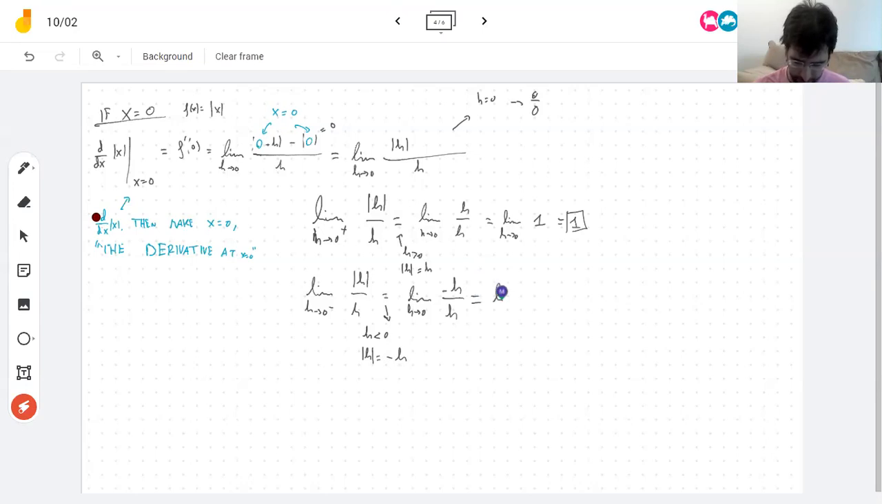So this is now negative h divided by h, which is -1, just like the graph was showing, the constant function -1. So we have a limit on the left and on the right that are different, so this limit does not exist. So the derivative at 0 does not exist. So that's the answer. Absolute value is not differentiable. Are there any questions?